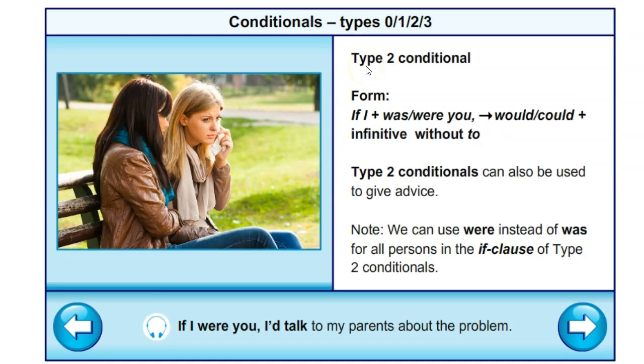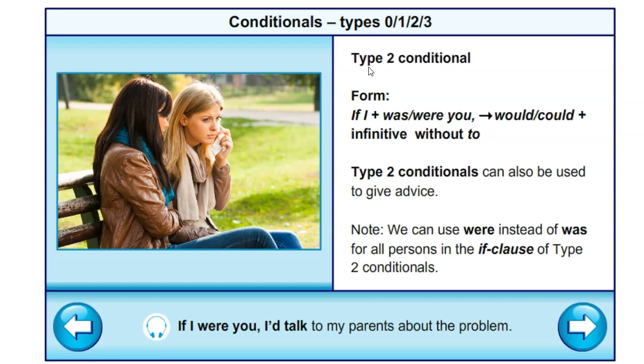Type 2 can also be used to give advice, with the traditional if I were you. I think we normally use if I were you in formal conditions, and we can use if I was you, but it's really informal and everyday setting. So I think English as a foreign language speakers normally use if I were you, they just learn it. If I were you, I'd talk to my parents about the problem. So this is just you to give advice.